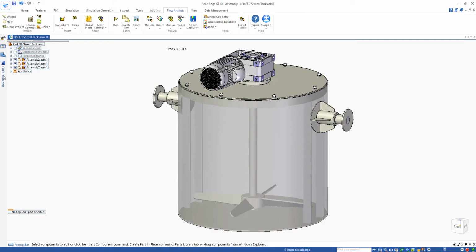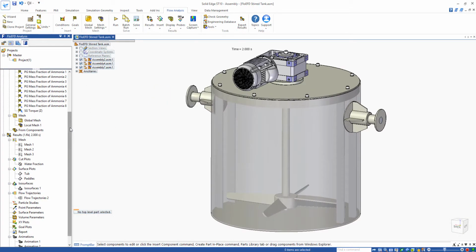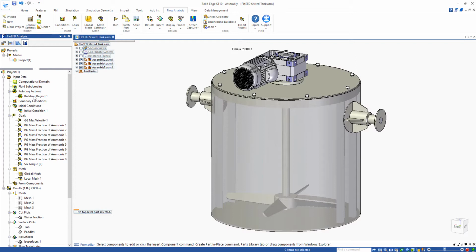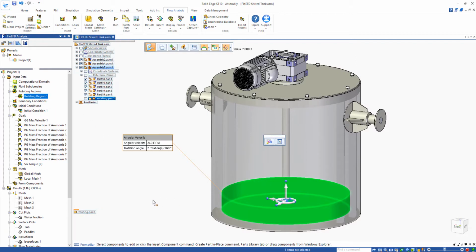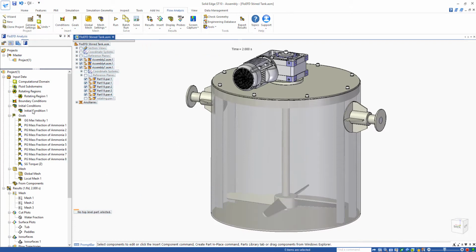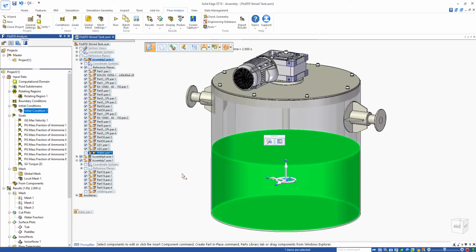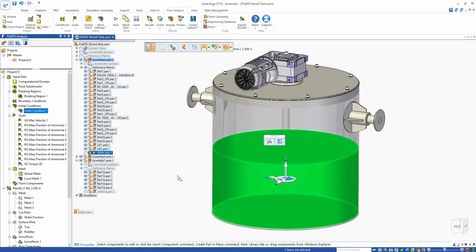Now if we come over to our FloEFD analysis tree, we can have a look at some of the setup here. So first of all, you can see that we have a rotating region on the paddles. We're moving at 240 RPM. The initial condition, you can see that there is a fluid level here. So the lower half of the tank is filled with water.